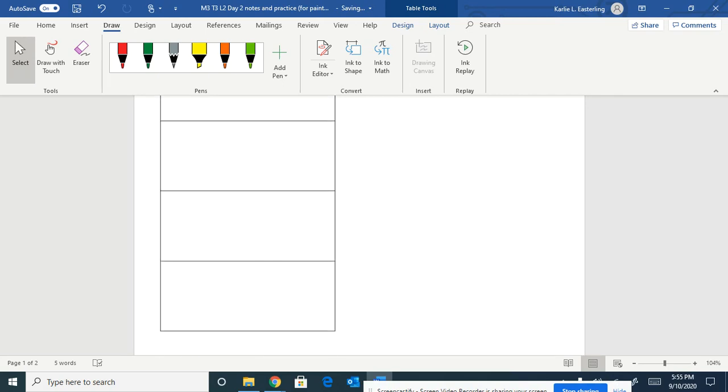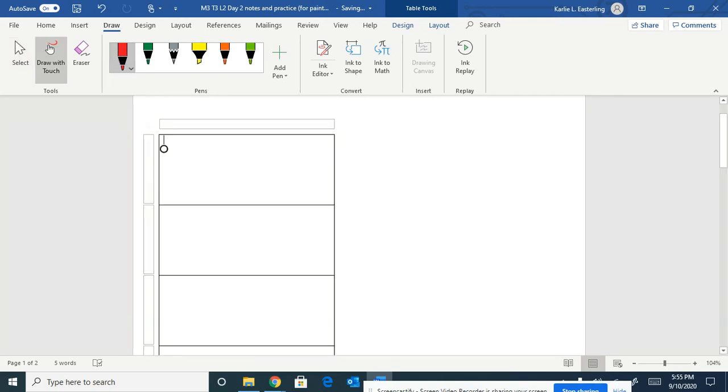If we're looking, it has 1, 2, 3, 4 boxes. In that first box, we are going to write quadratic equations. Hopefully at this point, you have recognized that quadratic equations have that x squared in there. That's how we can determine it's going to be a quadratic equation, is that x squared. They look like a parabola. And we're going to write some notes up here about that parabola.